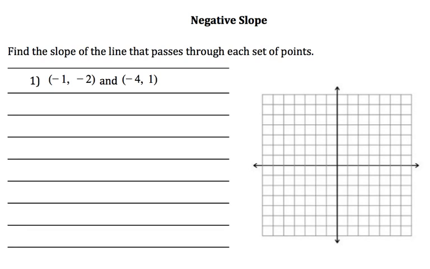Okay, negative slope. On your own, pause the video, plot the points, and graph the line. Go ahead and label the values as well. As you see, we're dealing with negative slope, and our line is decreasing.